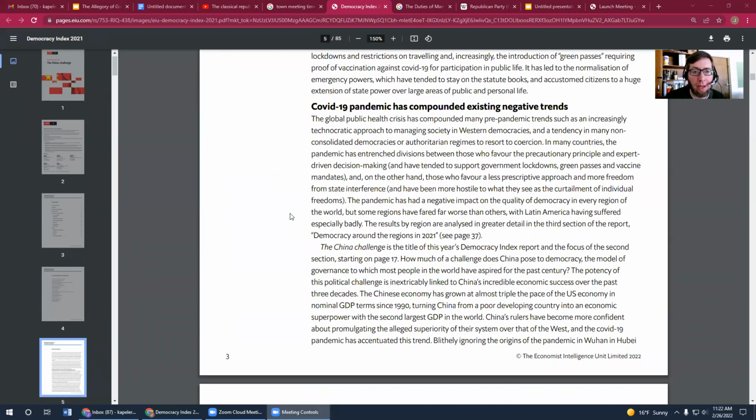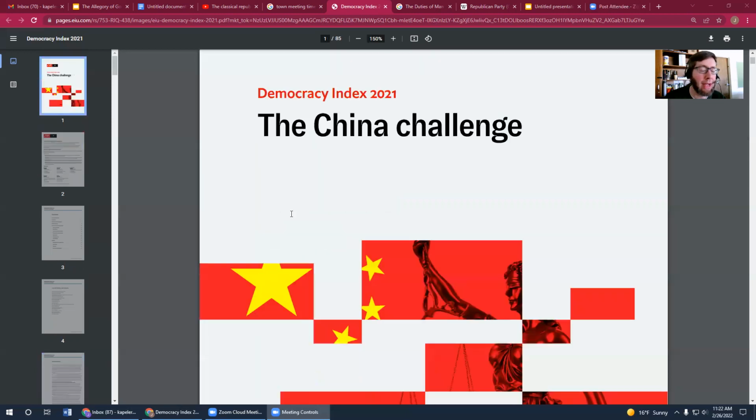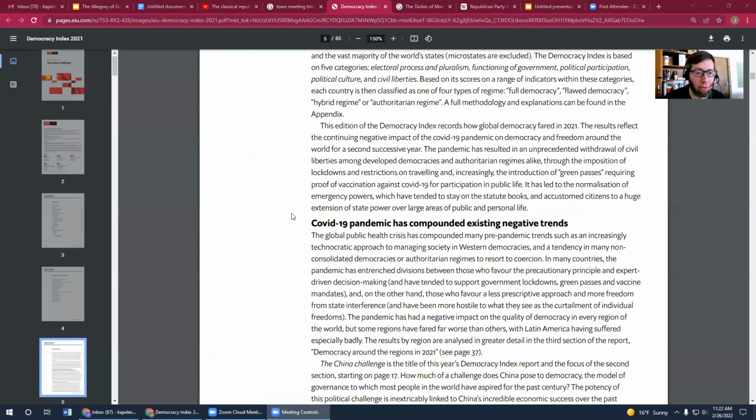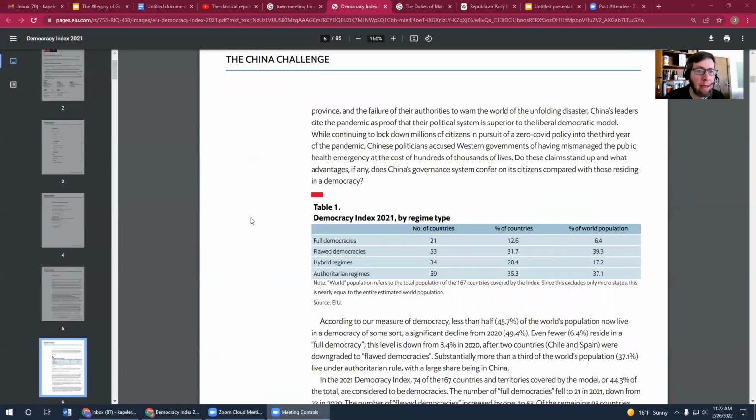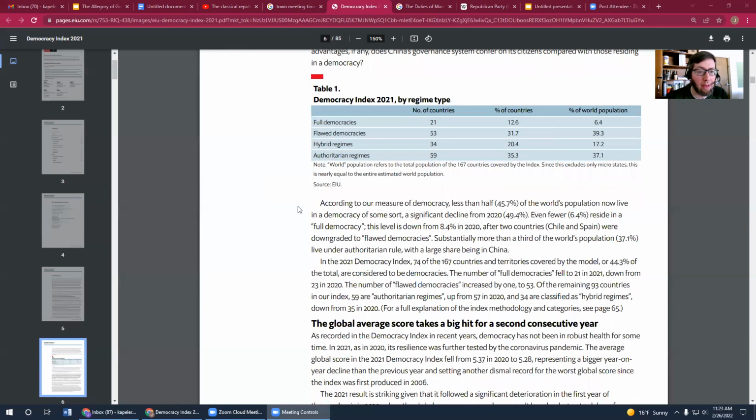So this is the China edition, the China Challenge, and China looms large in this report. COVID-19 also looms large, because they are talking about the changes that happened in many countries during COVID, during 2021. Here is a range: you have 21 full democracies, 53 flawed democracies, 34 hybrid, and 59 authoritarian. Okay, so let's go on.